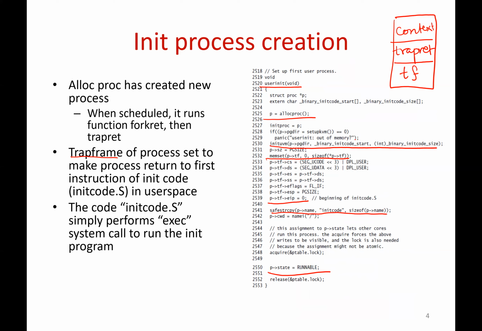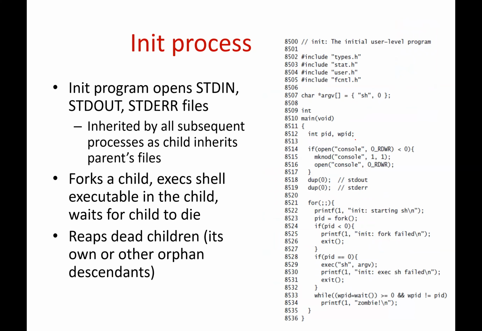Now, when initcode runs, it simply performs the exec system call to actually run the init program, right? So this is the actual code that the init program will run. It will open multiple files for the standard input, standard output, standard error, right? This is the part where the file descriptors are set up. And then it calls fork, and the child will exec the shell, and the parent will simply call wait.